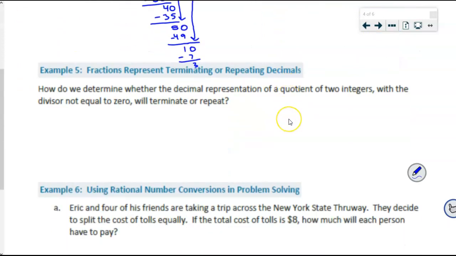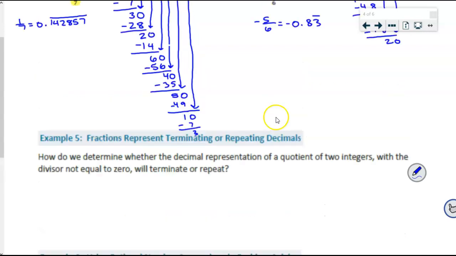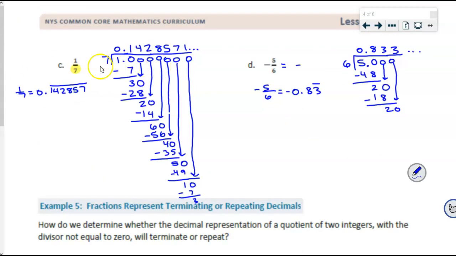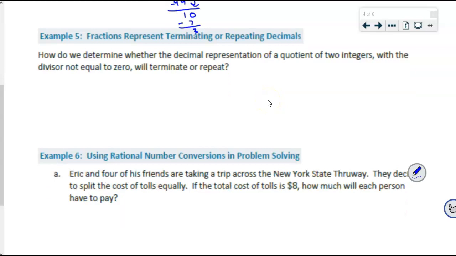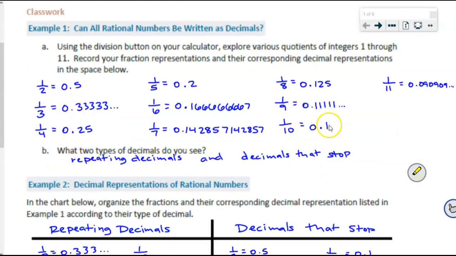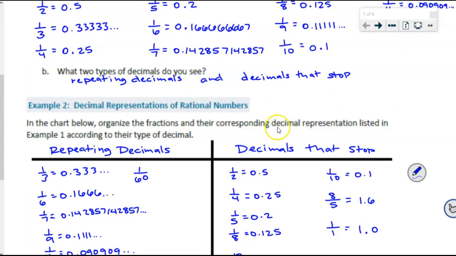How do we determine whether the decimal representation of a quotient of 2 integers with the divisor not equal to 0 will terminate or repeat? Summarize what we talked about on that very first page. If I have just a fraction like 1/7 or 5/6, how am I going to know if it repeats or if it, here's a new word, terminates? Let's go back to that front page and label those decimals that stop. Let's call them terminating decimals.